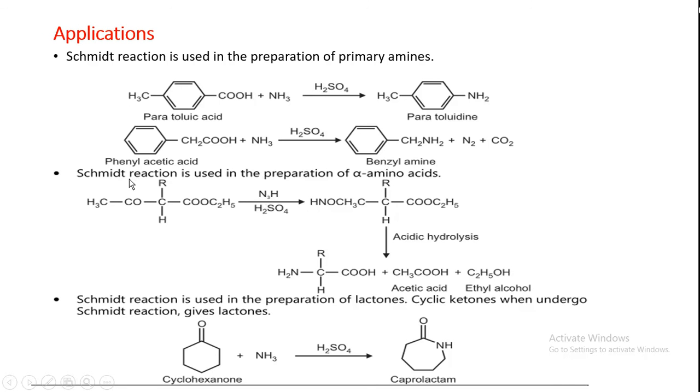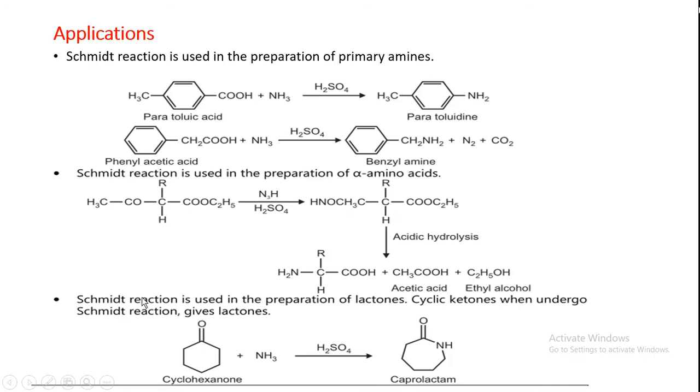Then Schmidt reaction is used in the preparation of alpha amino acid. Here you see this is the product, alpha amino acid. So here in this step our Schmidt reaction is utilized. Here you see COC2H5. From CO it is CONH. It is from the carbonyl group, amide is produced.